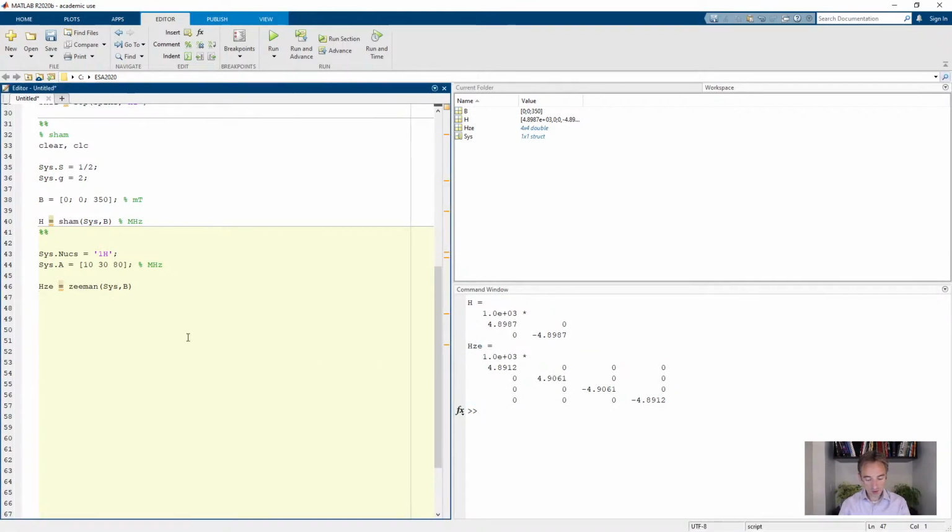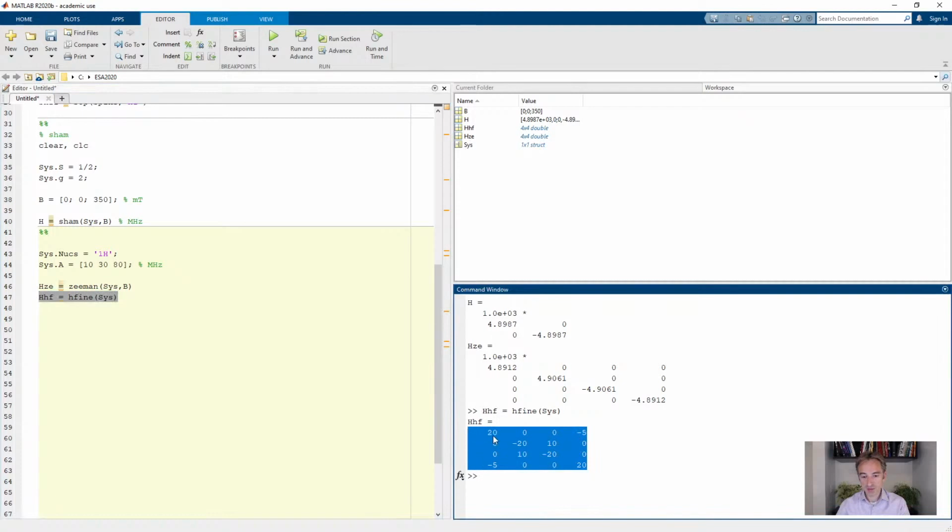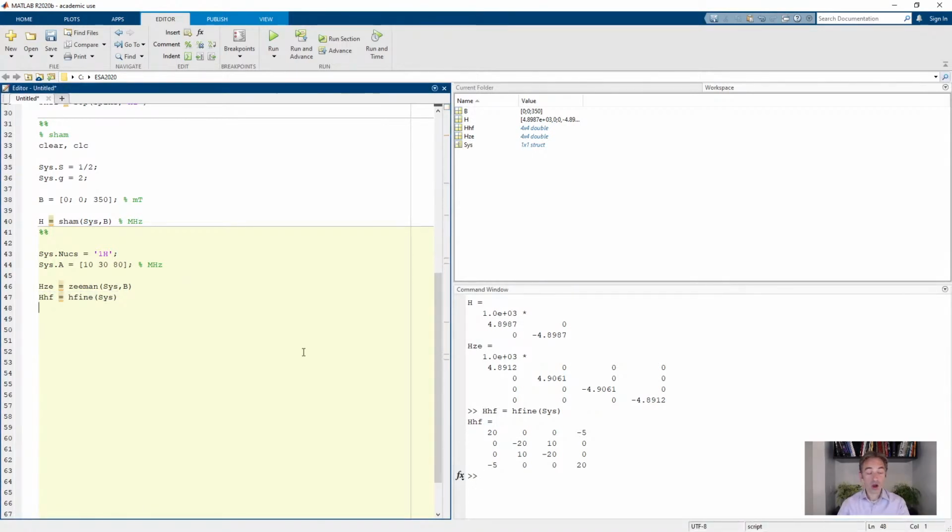We can also get the hyperfine part of the Hamiltonian, and that is done with the function hfine. Hfine of sys. Here we don't have to supply a field because the hyperfine is field independent. If you run this, we'll get the hyperfine term. You can see it looks like this. The diagonal is populated and the anti-diagonal is populated. There are other functions for the other terms. For example, there's zfield for the zero field terms, there's nquad for the nuclear quadrupole, and so on.